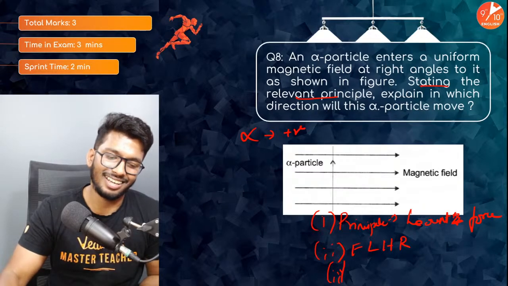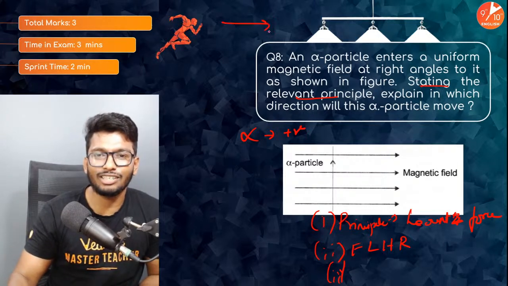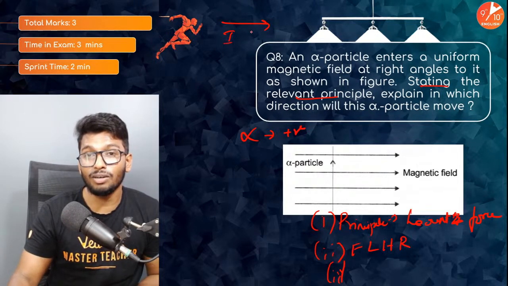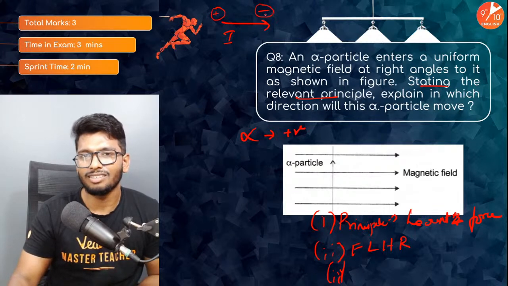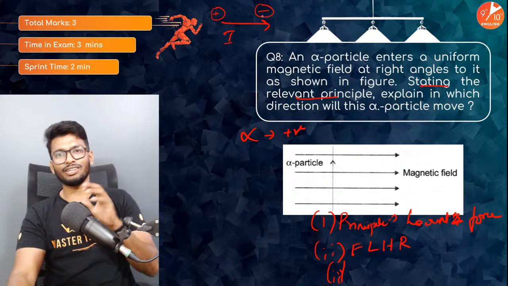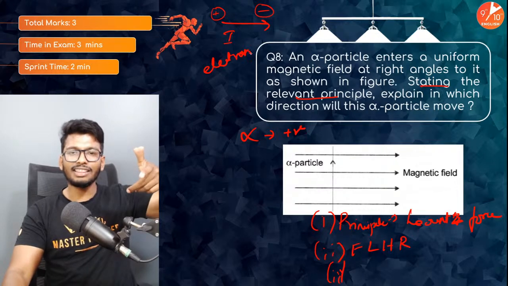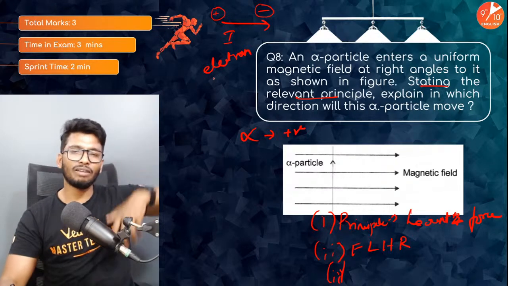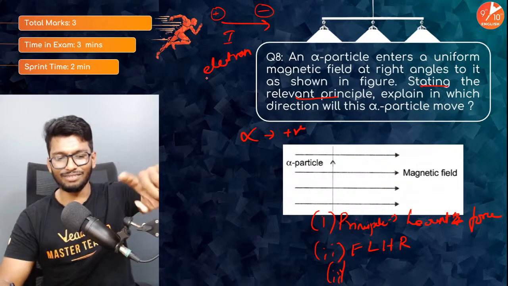Please remember this, people. We always take the direction of current. And when you talk about direction of current, it always goes from positive terminal to negative terminal, right? If they've given the direction of electron, then you have to take the opposite direction. But if it's a positively charged particle, then you'll take that direction itself. That is the difference. All right.